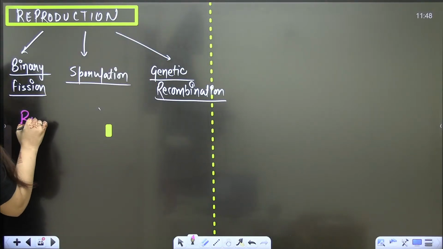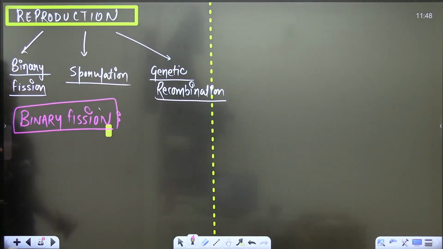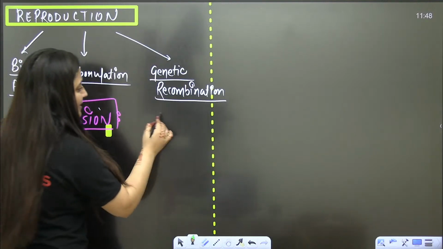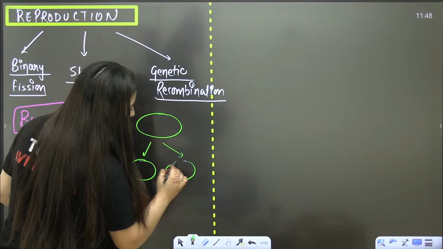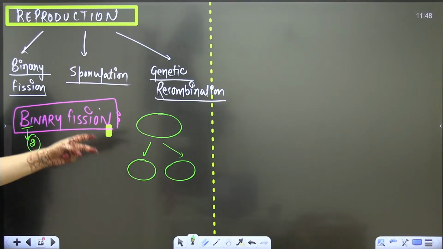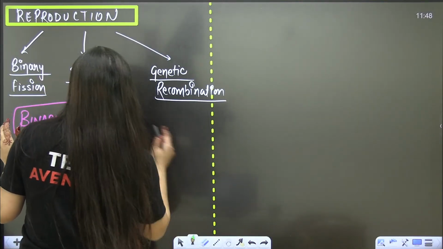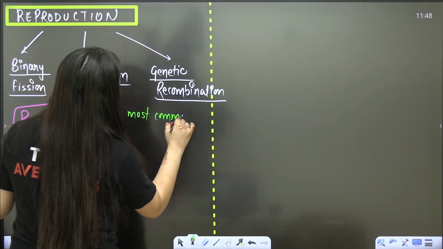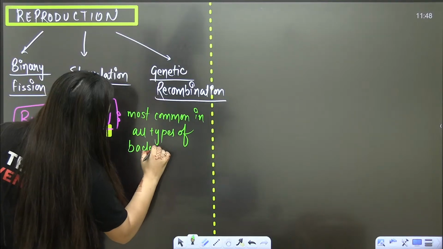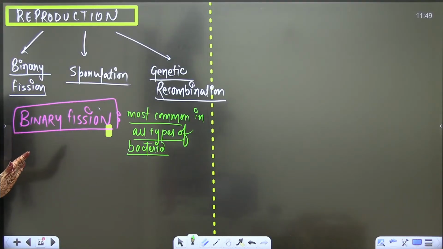The very first is binary fission. What do you understand by this word? Bi means two, fission. One cell will divide into two. This is simple multiplication. It is the most common in all types of bacteria. It is your binary fission. Is that clear?